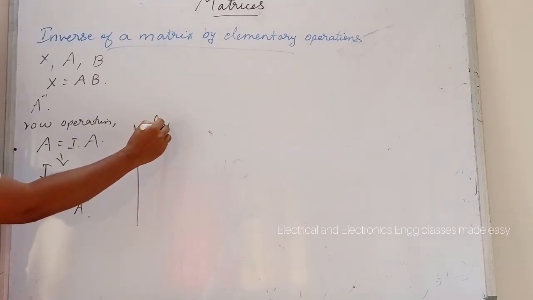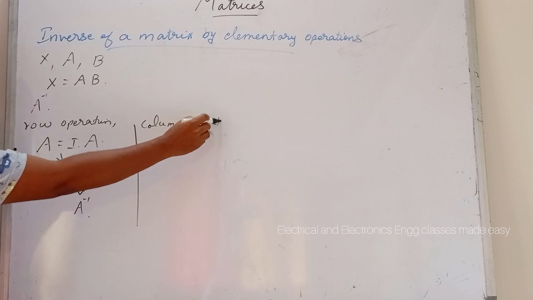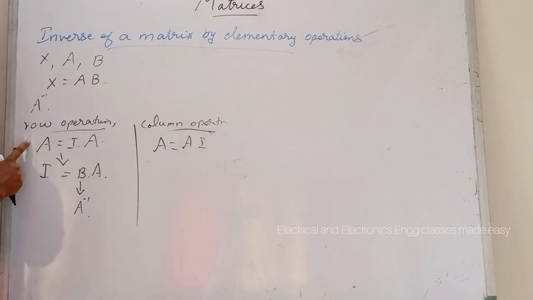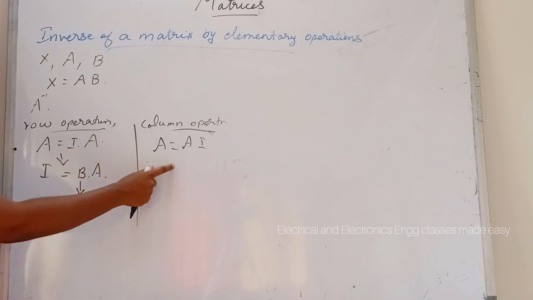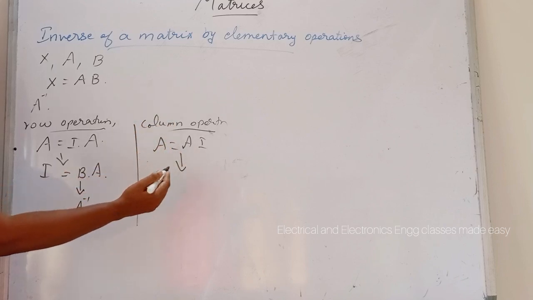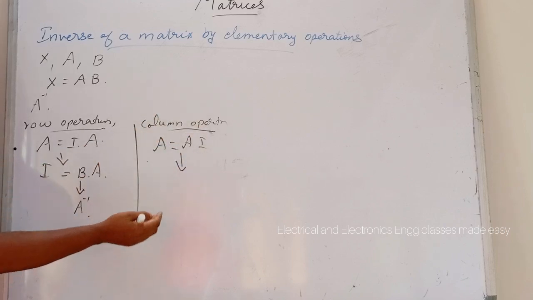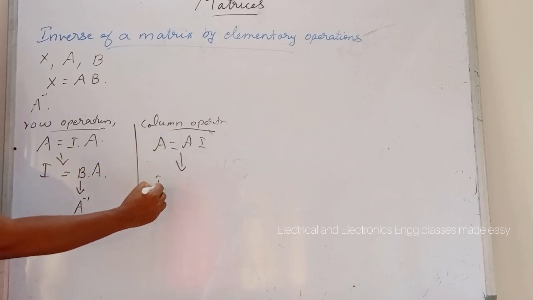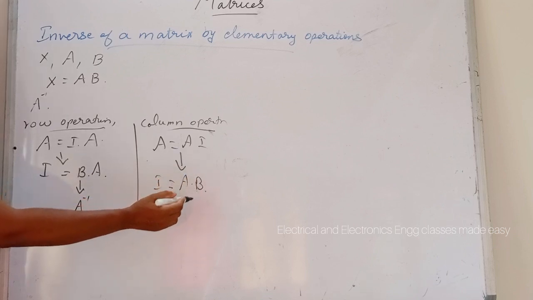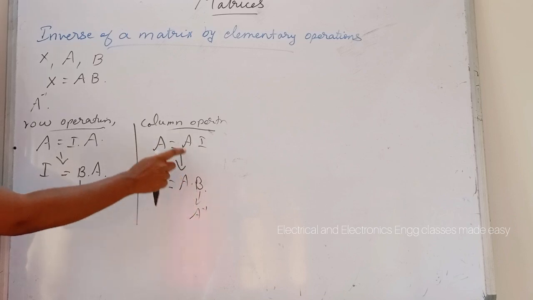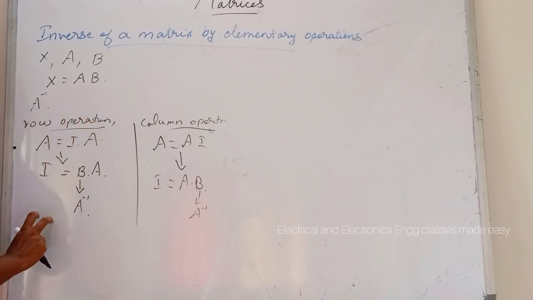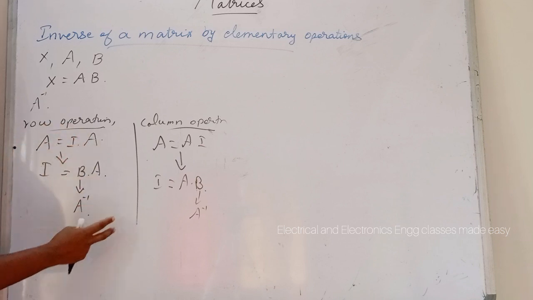Similarly, in the case of elementary column operation, we write A equal to A into I. So in row operation we write A equal to I into A. In column operation we write A equal to A into I and apply a sequence of column operations on this equation till we get I is equal to A into B. So here B will be the inverse of this A. So this is inverse of a matrix by elementary operation, that is either row operation we can do or column operation we can do.